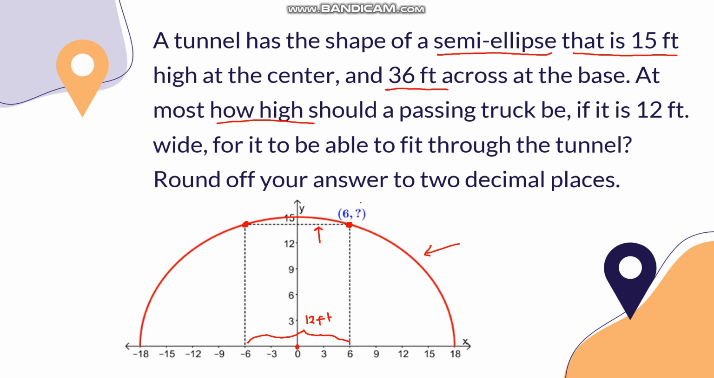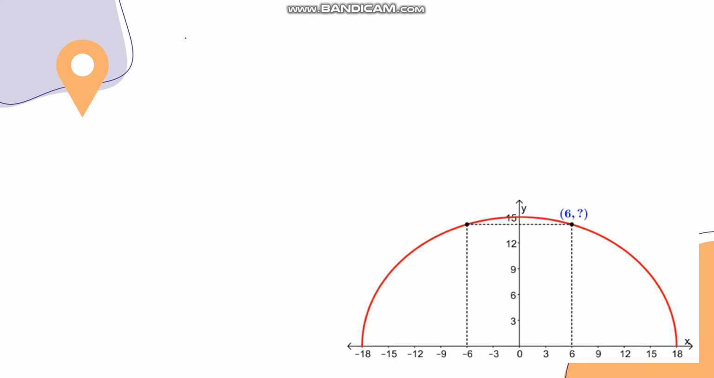Now we have to identify the y-coordinate. The y-coordinate represents the height of the truck, so that's the one we have to identify. In solving this problem, we will be using the ellipse. As you can see, this is half of a horizontal ellipse. That means we will be using the formula (x minus h) squared over a squared plus (y minus k) squared over b squared equals 1.